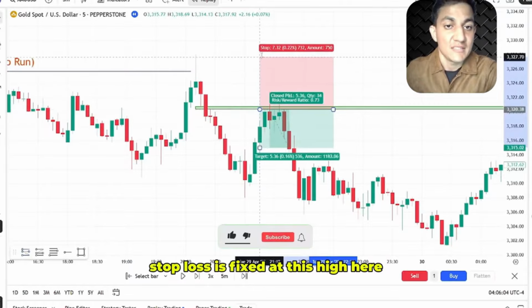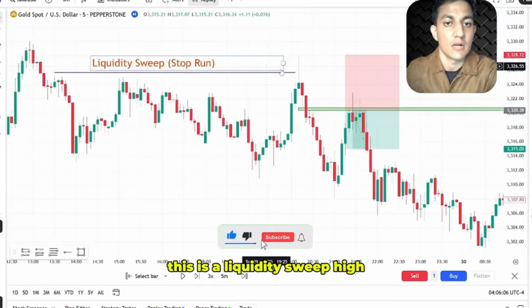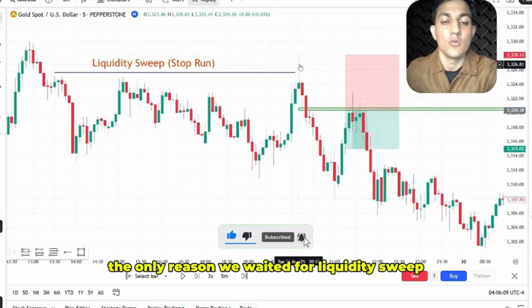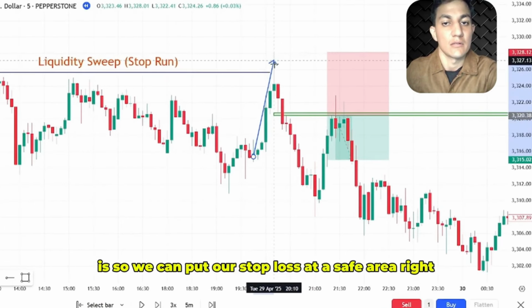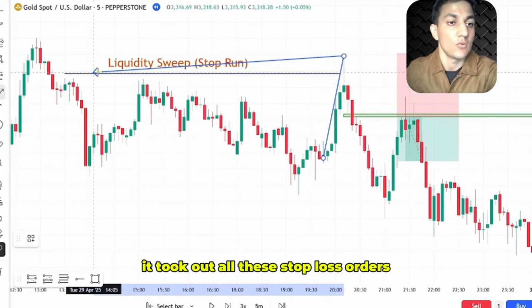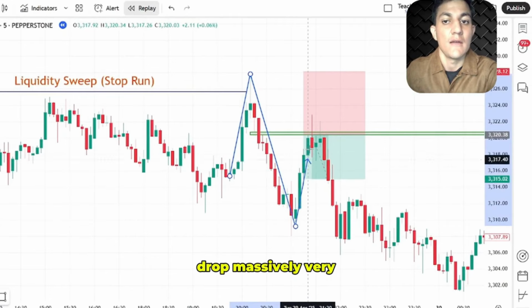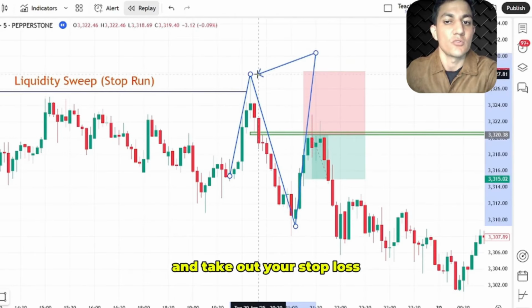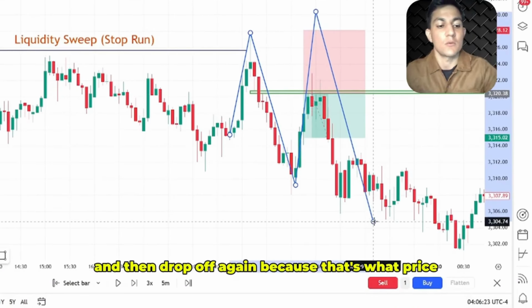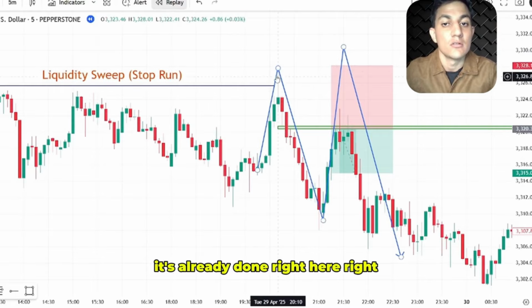Stop loss is fixed at this high here. Super important, right? This is a liquidity sweep high. The only reason we waited for a liquidity sweep is so we can put our stop loss at a safe area, right? Because price came up, it took out all these stop loss orders, dropped massively. Very, very unlikely that price is going to come all the way up and take out your stop loss and then drop off again, because that's what price has already done right here, right?